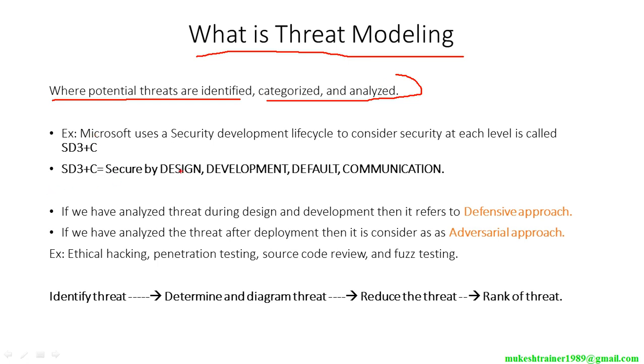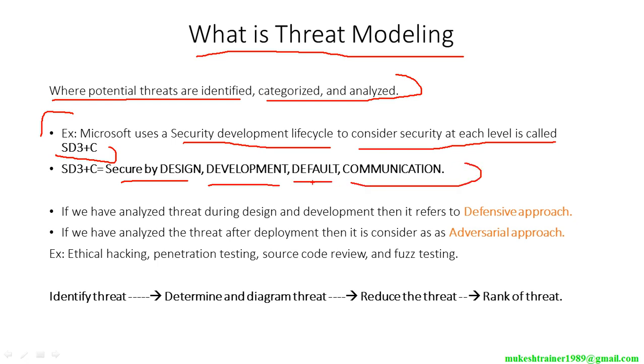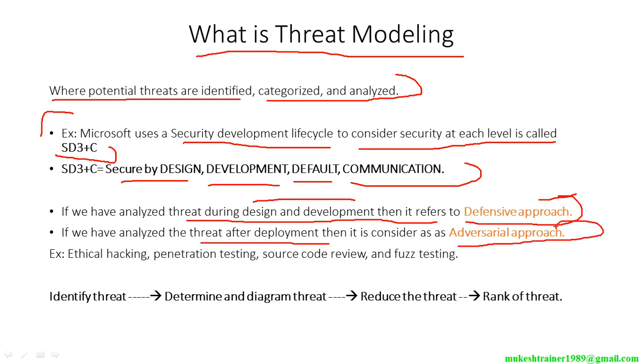So for example, Microsoft uses a security development life cycle to consider security at each level, called SD3+C. So that is what Microsoft uses. SD3 is secure by design, secure by development and secure by default, plus communications. If we analyze threats during design and development, then it is referred to as a defensive approach. And if we analyze the threat after development, then it is considered an adversarial approach.